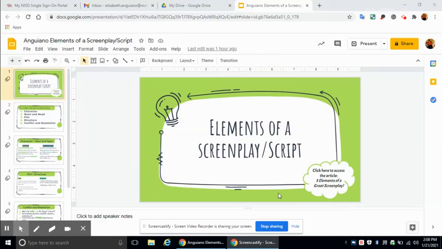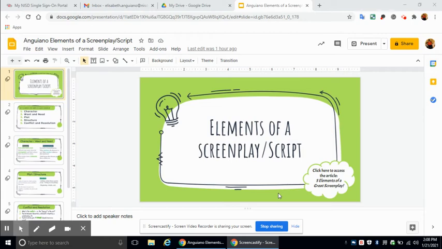Hello, guys. So, today we are going to be going over elements of a screenplay or script. Okay, and so this still falls under the umbrella of the multi genre, right? So, we've talked about short fiction, we've talked about nonfiction, we've talked about poetry, we've talked about infographics, multimodal. So, now we are going to be looking at drama and screenplay.